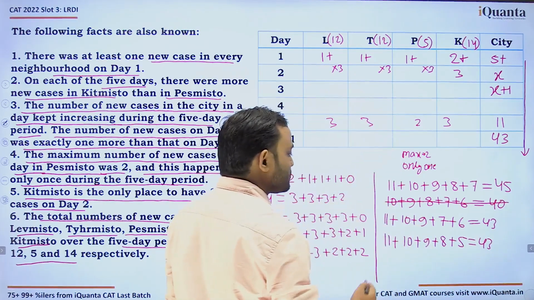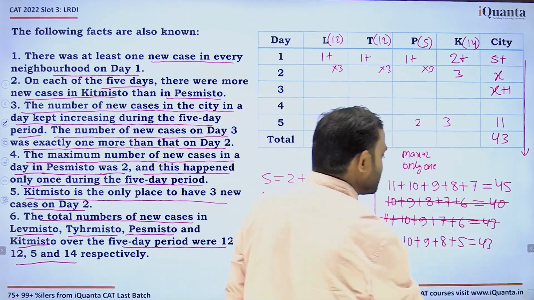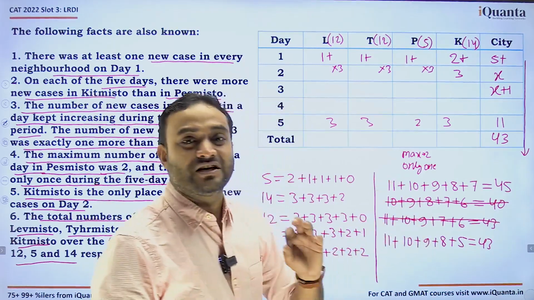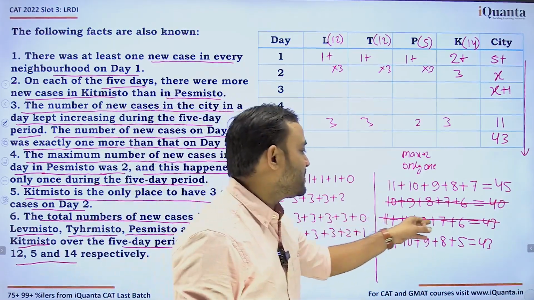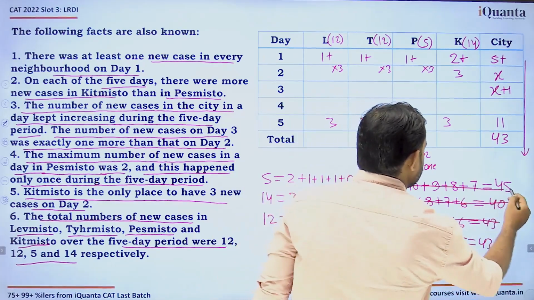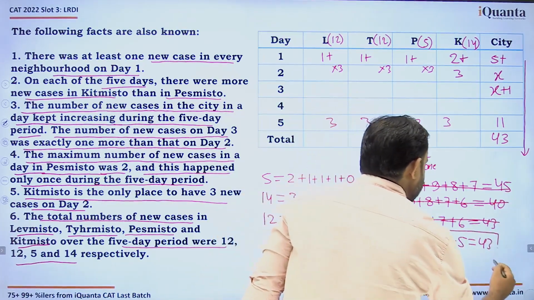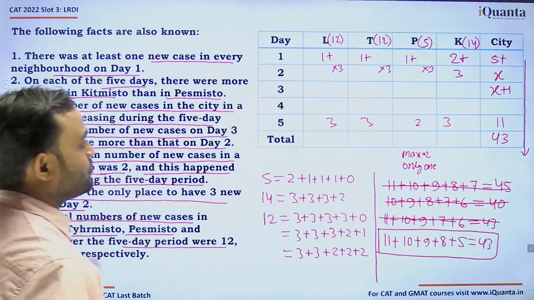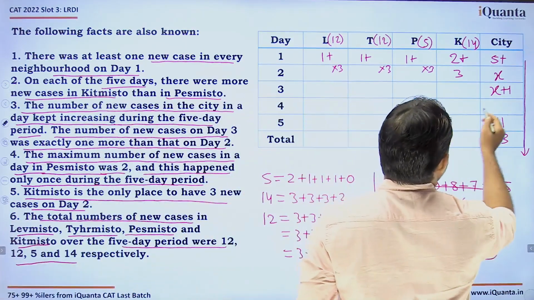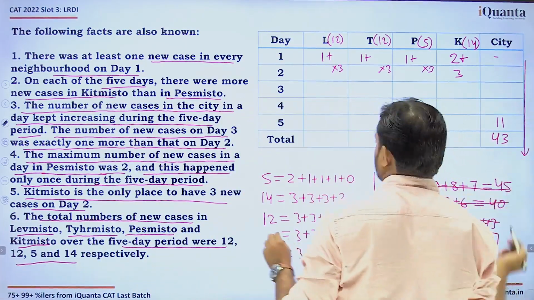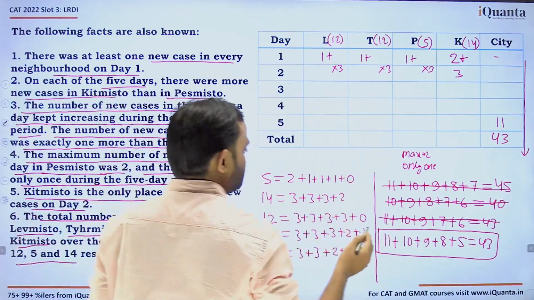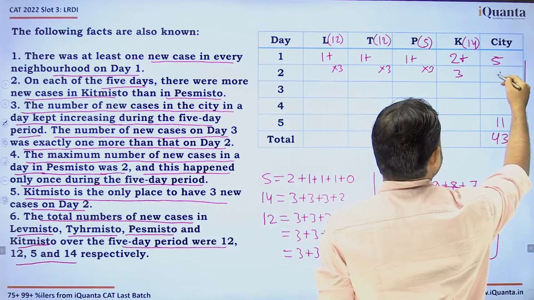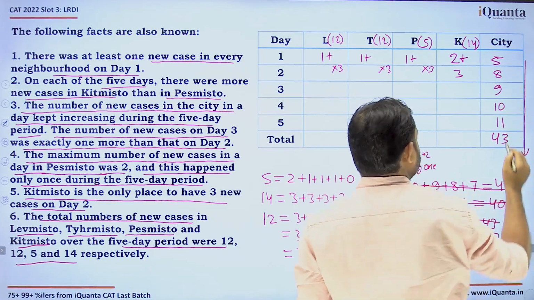Now we are not going to consider this case. Why are we not going to consider this case? Because in day 2 and day 3, the difference is only 1. So that's why we are not going to consider this case. Number of cases on each particular day we have already. So let's try to find it out. The rest of the values, this must be 5, this must be 8, then 9, and then 10.